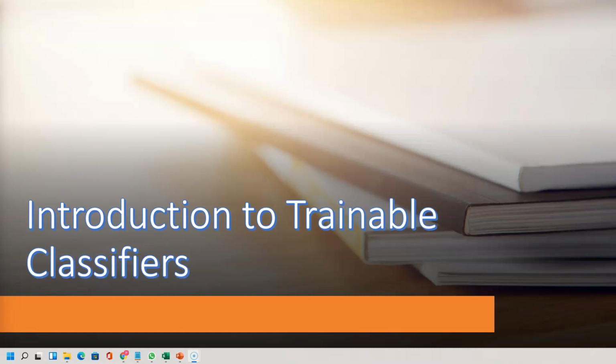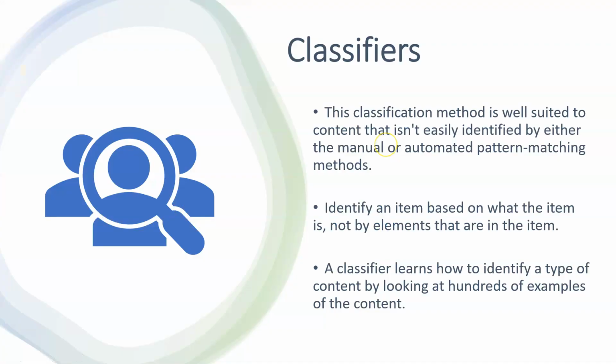Welcome back. In this module, we will be discussing what trainable classifiers are, what the different types of classifiers available in the Microsoft Information Protection solution are, and where we can use them. The classification method suits content that is not easily identified by either manual or automated pattern matching methods. The classification method is more about identifying the item based on what the item is and not by the elements that are in the item.